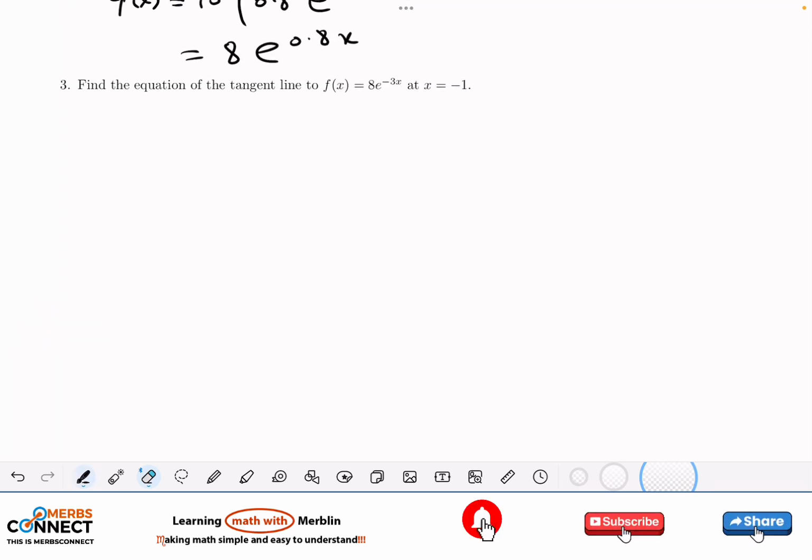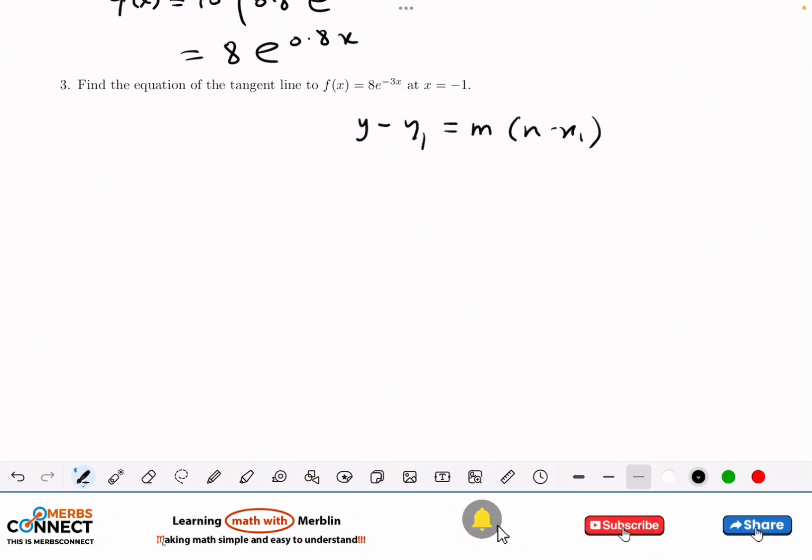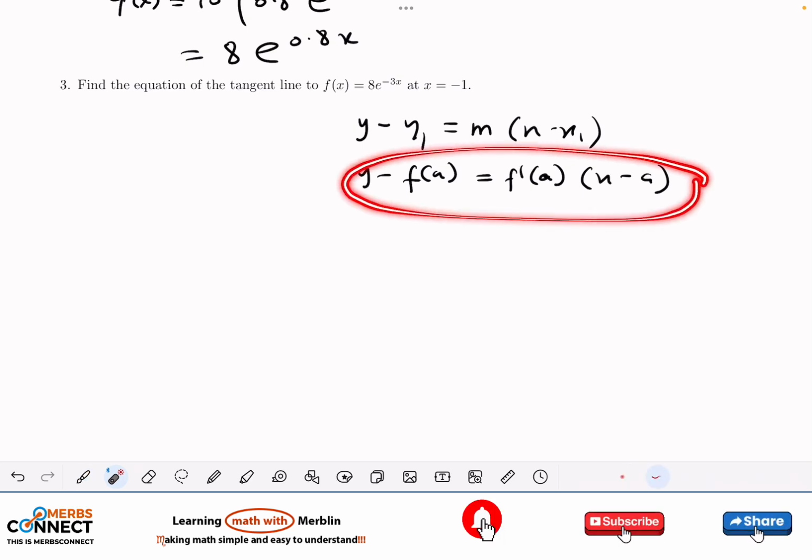Let's look at the last question here, and then I think we are done. Now, find the equation of the tangent to the function here. So equation of the tangent, it depends. We have many formulas. Somebody can write it like y minus y1 is equal to the slope times x minus x1. You can also write it as y minus f of a is equal to f prime of a, then x minus a. Any of the ways you are going to write is the same thing. But me, I'm going to use the second one that I wrote.